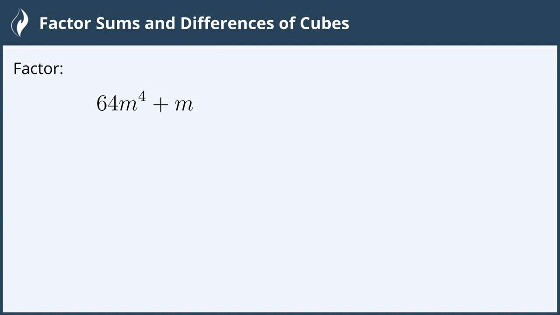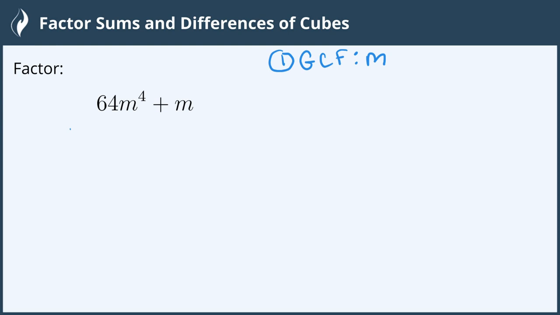The first thing we always want to do whenever we're factoring is always see if there is a greatest common factor. Because if we can factor out something, then it makes everything left smaller and much easier to work with. In this case, there is a greatest common factor. Both of these terms, 64m to the fourth plus m, have a greatest common factor of m. The m is in common with both.